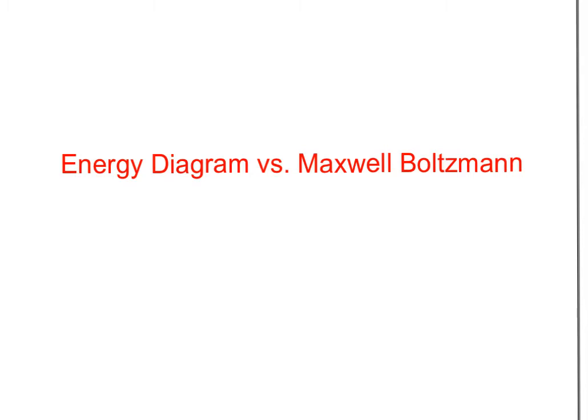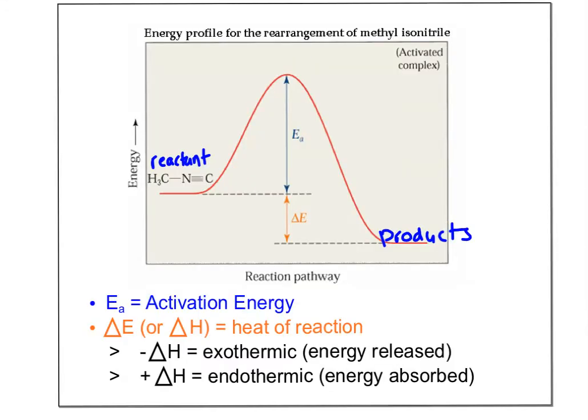One thing to clarify from the video: energy diagrams versus Maxwell-Boltzmann. So this is an energy diagram, or energy profile. We're graphing potential energy over the pathway: reactants, transition state, products, endothermic, exothermic. You will see more of this in the thermochem mini lesson on Wednesday.